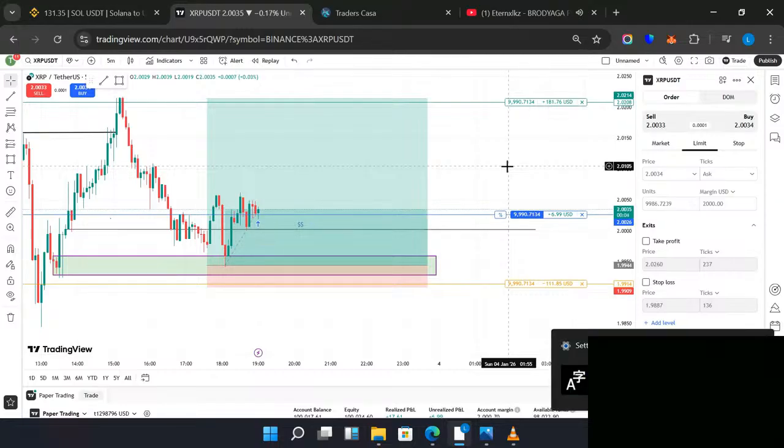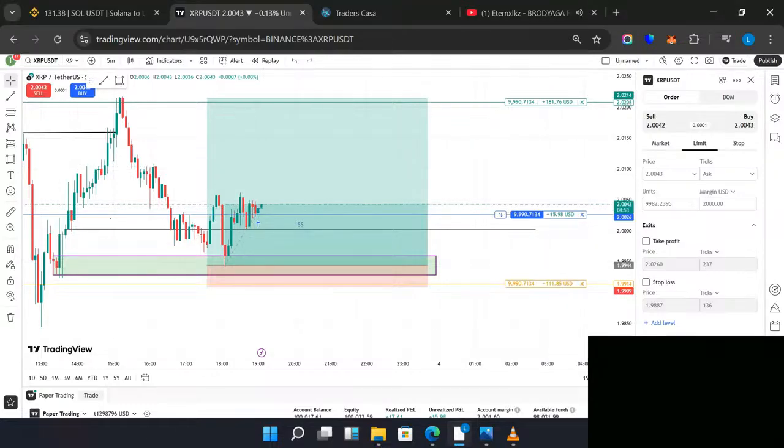Guys, $7 profit live. It's still running now. Immediately we're in profit. And guys, keep trailing your stop losses also.